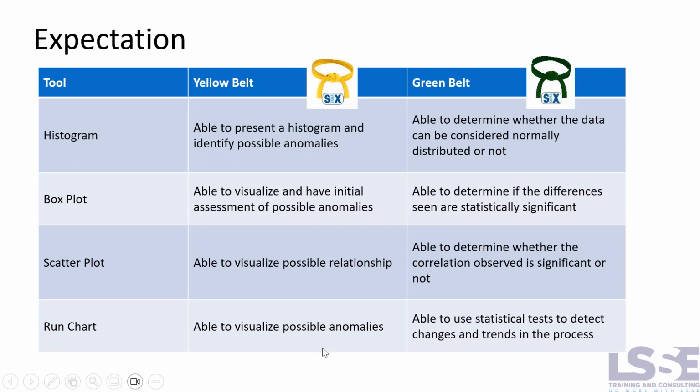Okay. In run chart or the control chart, which is the last tool that we've seen, the expectation is you're only able to visualize possible anomalies. Okay. In green belt, there are several tests to detect if there are any changes in the process or trends. Okay. So this is just a flavor of what to expect in the future should you decide to go for higher belts.